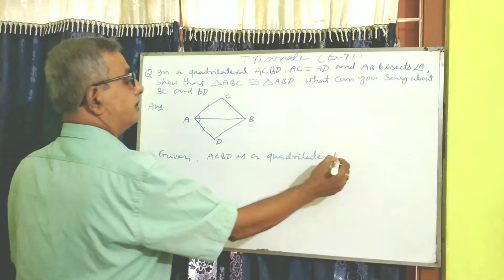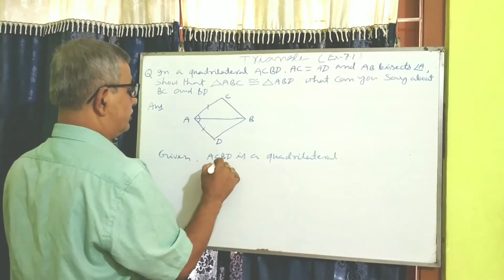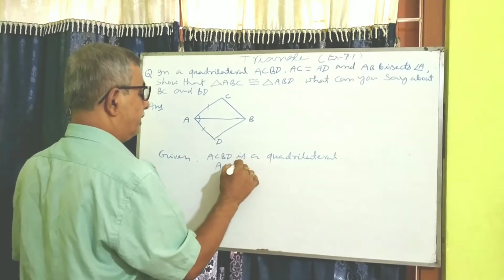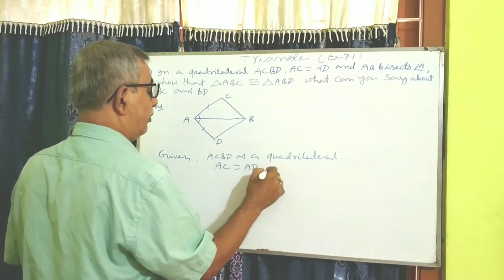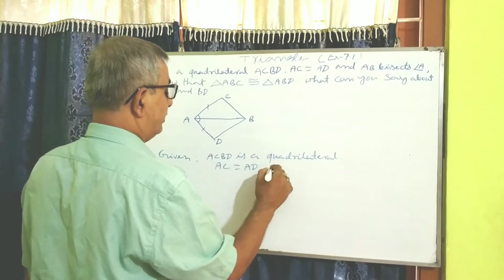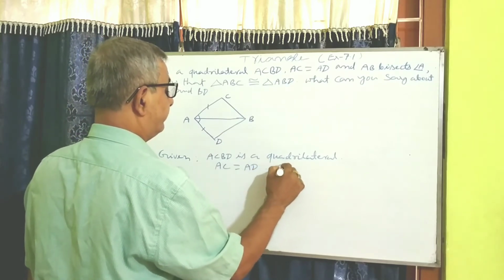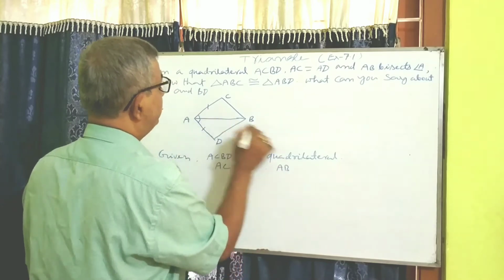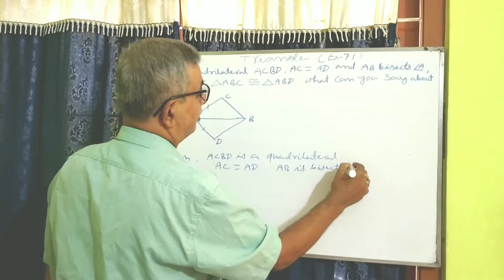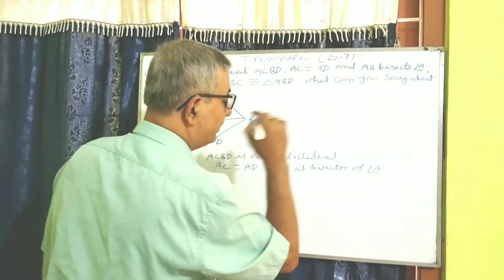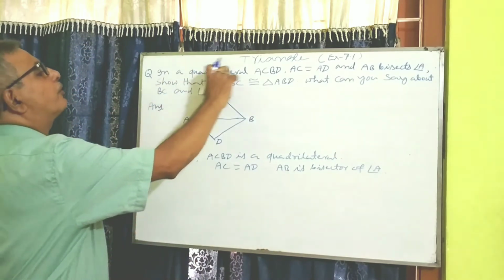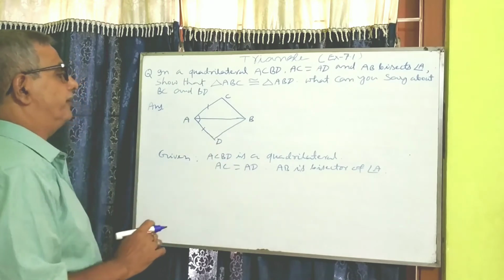After that, AC is equal to AD. It is also given. One more thing is given: AB is the bisector of angle A. Now, from where do you write the given? From the question. You have to write the given from the question.